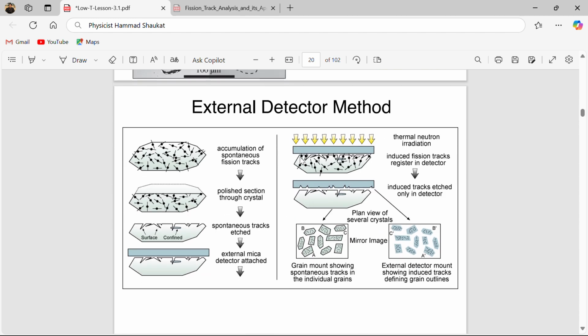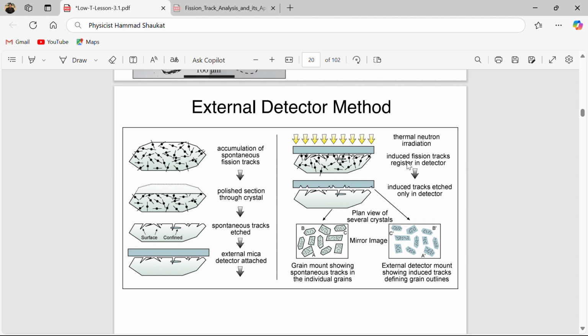So what is the external detector method in depth? You can see the accumulation of spontaneous fission tracks. The upper surface has to be polished throughout the crystal. Then the spontaneous tracks are etched. These are the surface tracks, and this track is confined. Then we attach the external mica detector. You can see this is the external mica which we attach on the spontaneous track etched crystal.